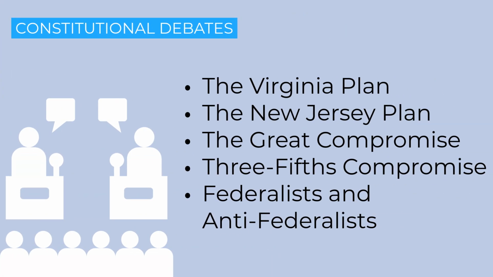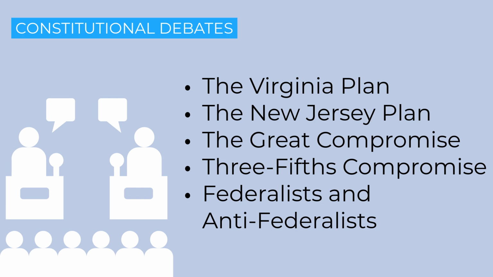There were several debates about what should be included in the Constitution. The Virginia Plan proposed a bicameral legislature with lower house representation based on state population and the upper house selected by state legislatures. In response, the New Jersey Plan favored equal representation for each state in a unicameral legislature while maintaining the Articles of Confederation and slightly increasing Congress's powers.